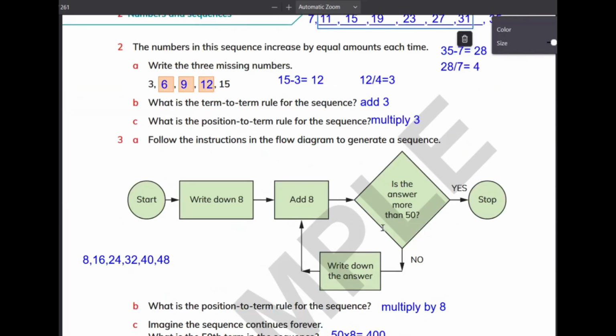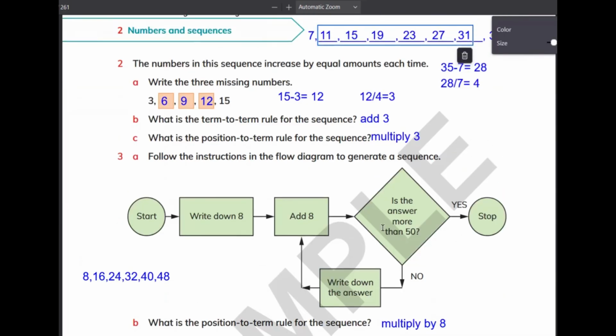Here they ask you to follow the instructions, follow the diagram to generate a sequence. So you're going to start, they say write down 8. So I'm going to write down the 8. This is what you're going to do.